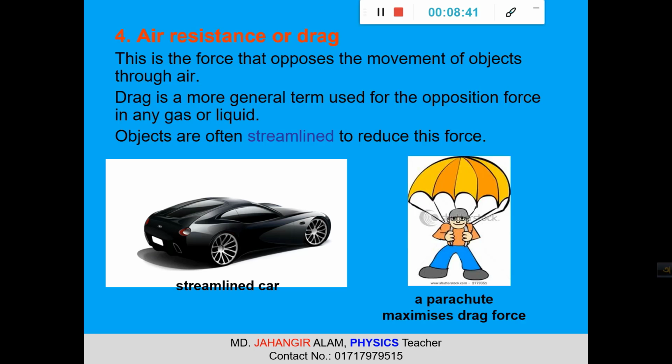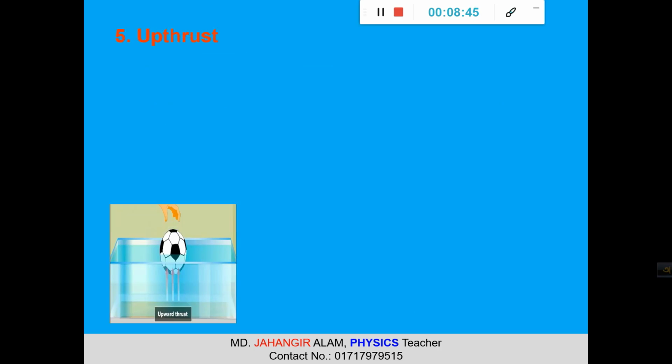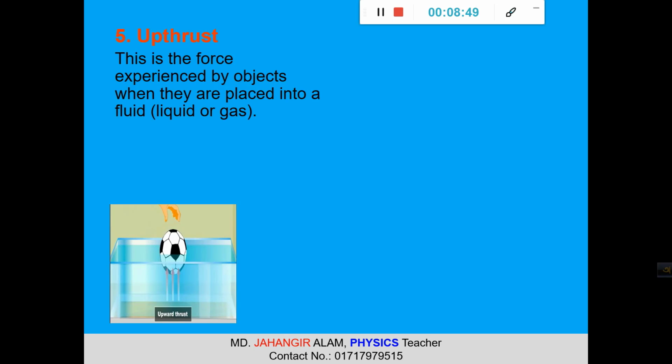A parachute maximizes drag force. Now, upthrust force. What is upthrust force? This is a force experienced by objects when they are placed into a fluid like liquid or gas. Look at the diagram below.